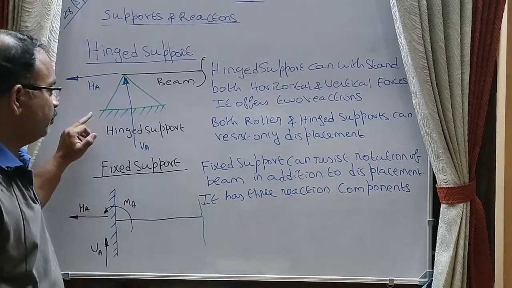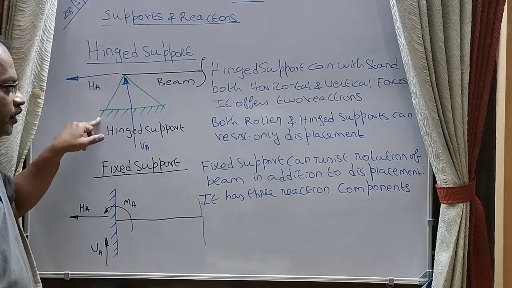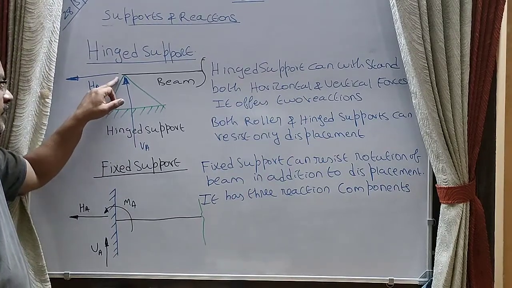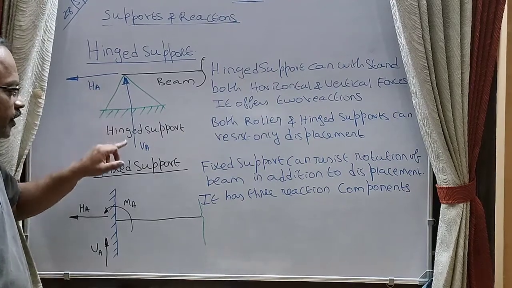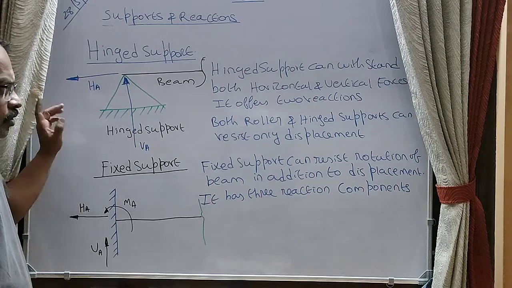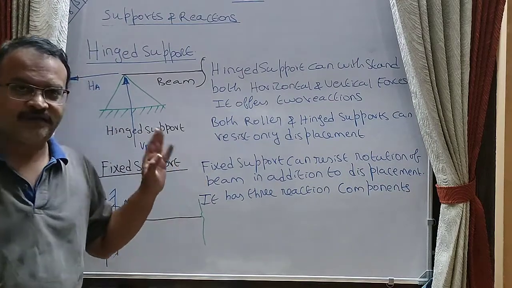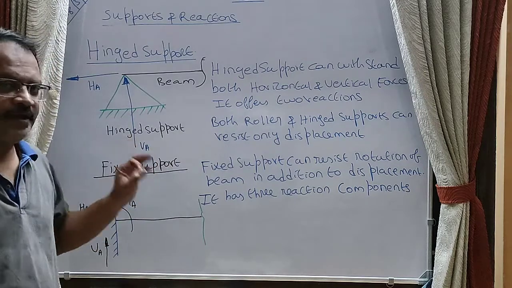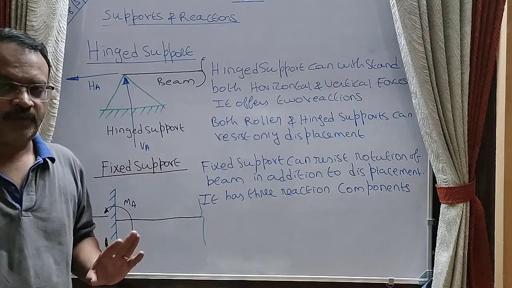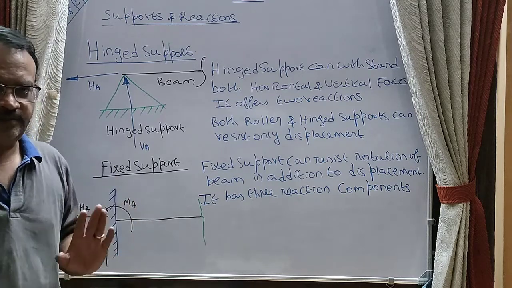We can see the hinged support represented here. This is the point A at which the support is hinged, and it acts on the beam. It offers two reactions, one is the horizontal reaction, another one is the vertical reaction. Previously we have seen the roller support. Both roller as well as hinged supports can resist only the displacements.